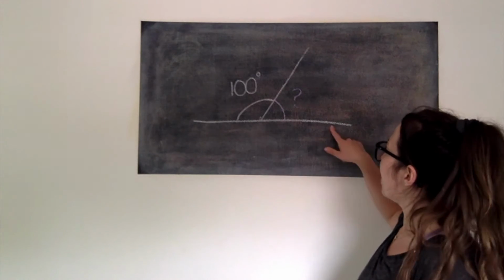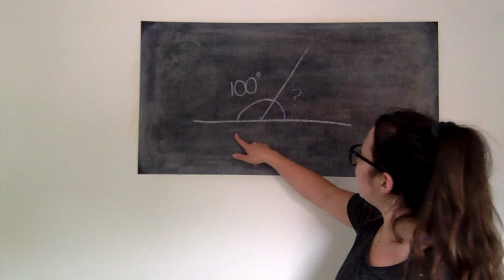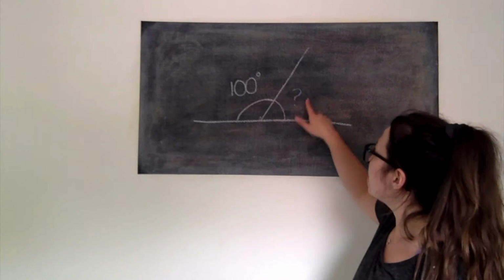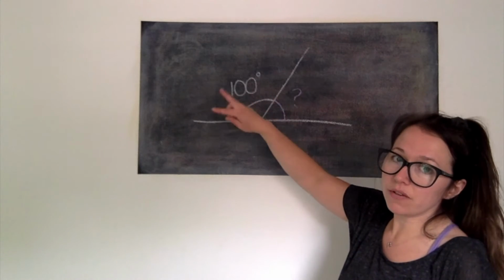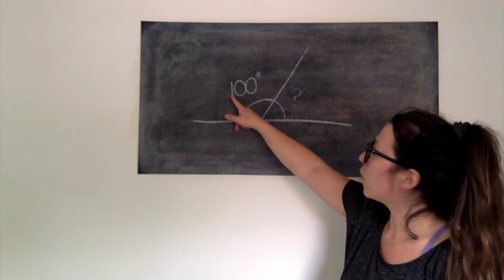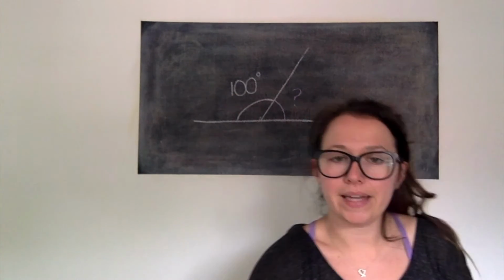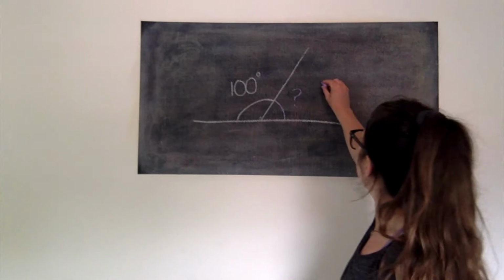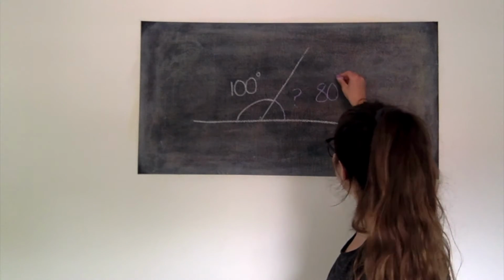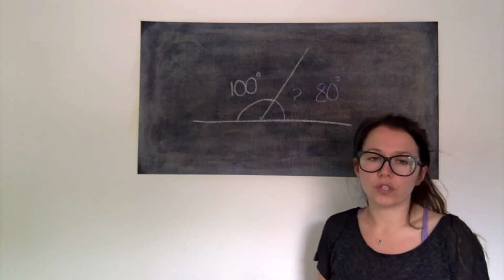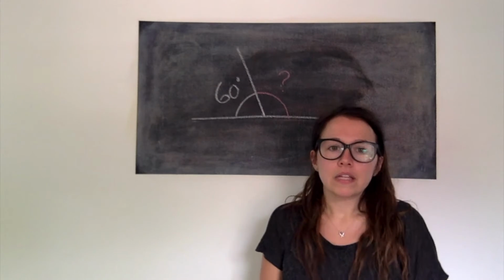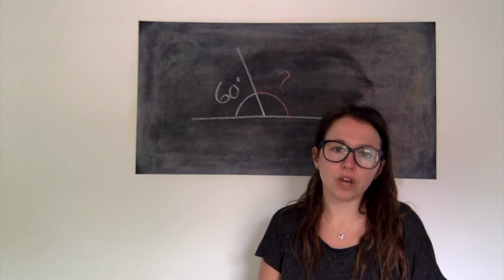So to figure this out, we know that 180 take away my question mark is 100 degrees. So if we do the inverse, we can do 180 take away 100, which gives us 80 degrees. So my missing angle must be 80 degrees. And then we can see if we add them together, they total 180. So the next one is for you to pause and have a go at.